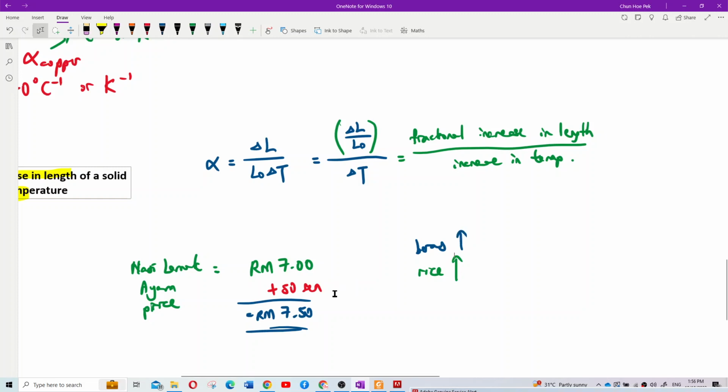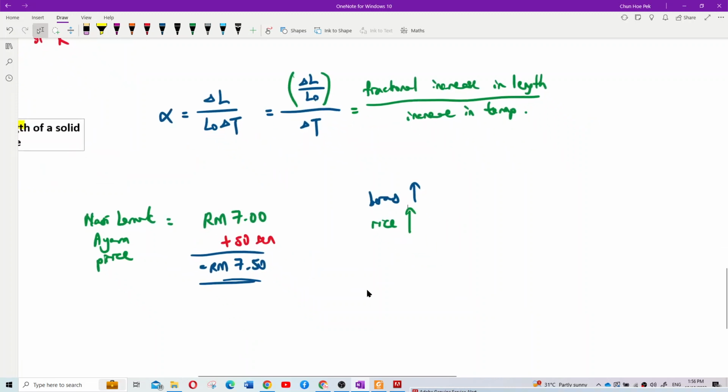The seller took the opportunity. He raised every plate of nasi lemak ayam by 50 sen, so now the price is 7 ringgit 50 sen. So what is the fractional increase in the price of a plate of nasi lemak?